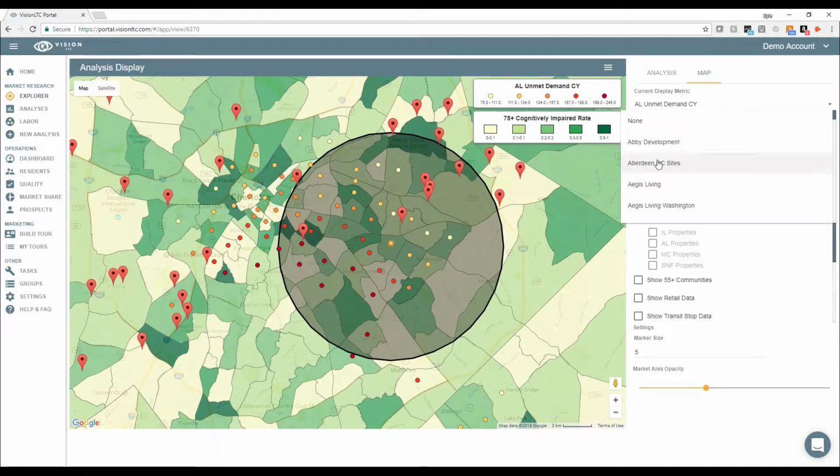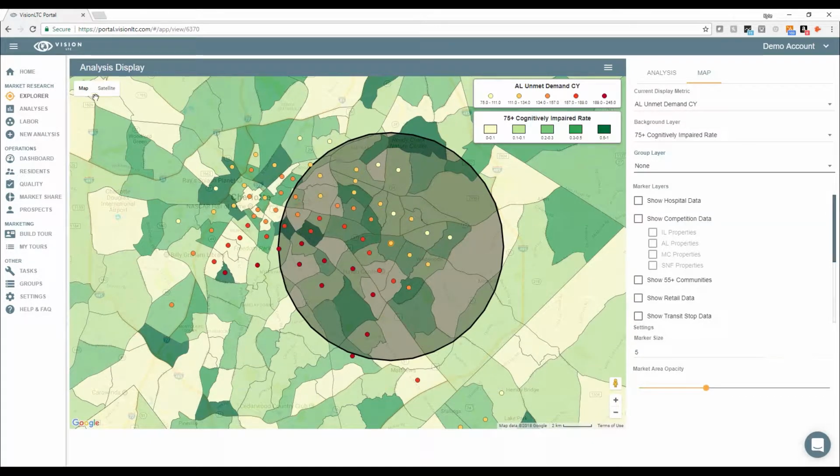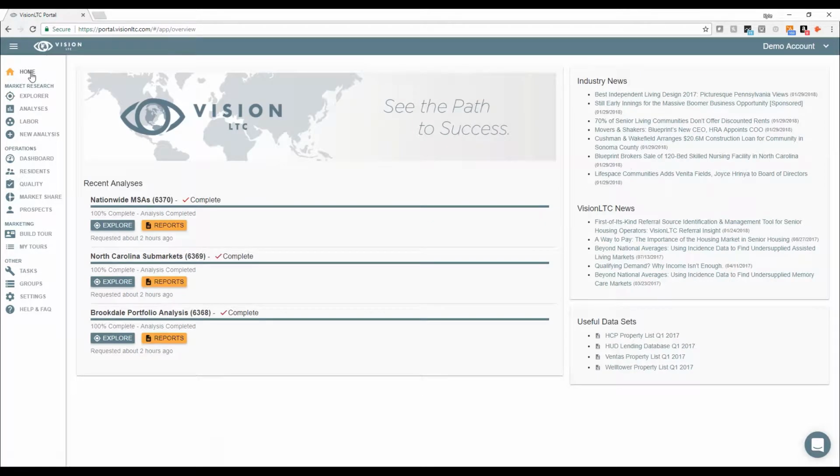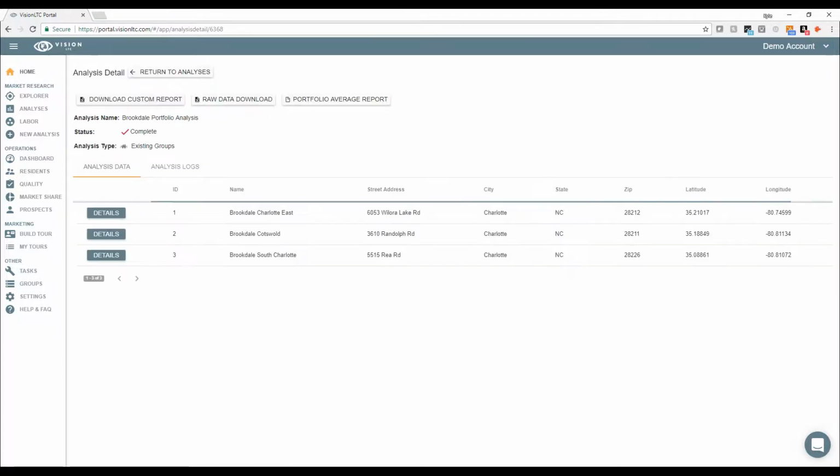Let's pivot now. Let's talk about how we can use incidence data from an acquisition point of view or from an asset manager point of view. So for this example, I'm going to pretend to be an asset manager at Brookdale. And I'm trying to answer the question, does it make sense to expand my memory care offerings in Charlotte, North Carolina? And if it does make sense, how should I expand? Do I just convert an AL wing into a memory care wing? Do I do a new construction project? Do I try and buy something there? So let's take a look at that.